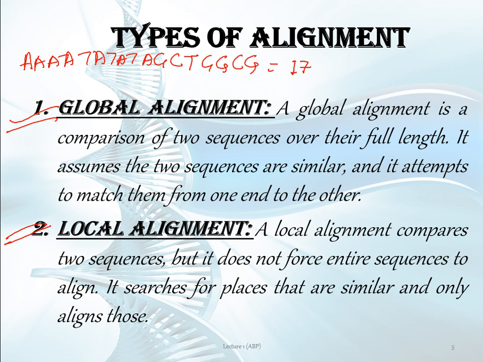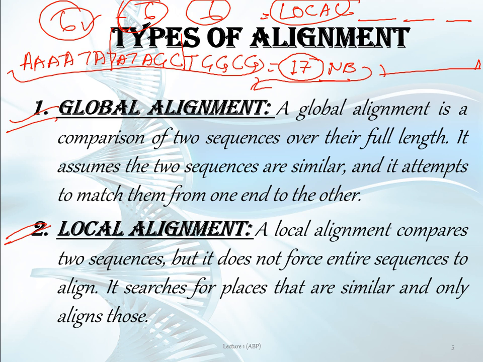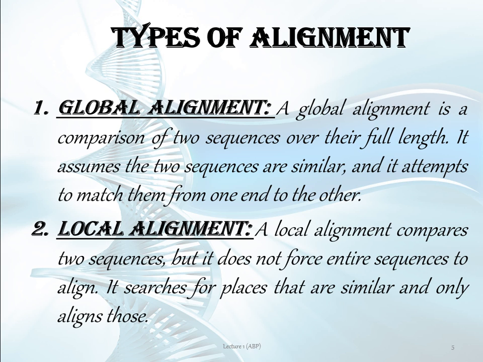This is for example. If we align the total nitrogen bases, that is known as global alignment. If we cut it differently, suppose 1, 2, 3, 4, 5, 6, and again 6, 6, we align separately: first 6 nitrogen bases, then 6 nitrogen bases, then again 6 nitrogen bases. This alignment is known as local. Local means part-wise, and global means the whole sequence. Is it clear?